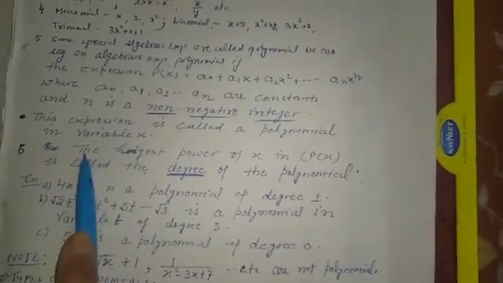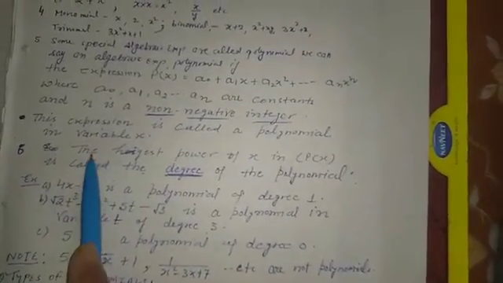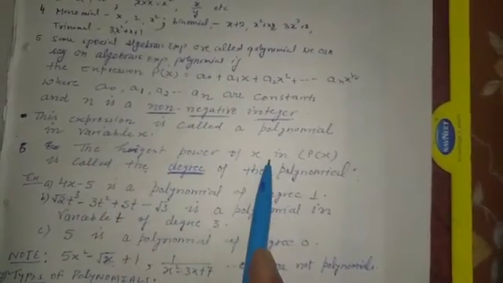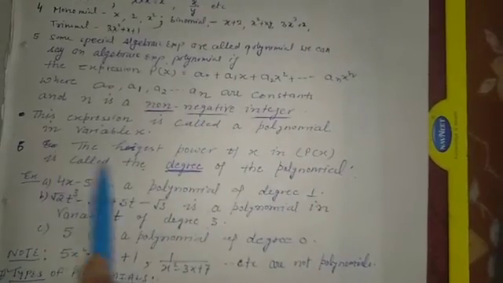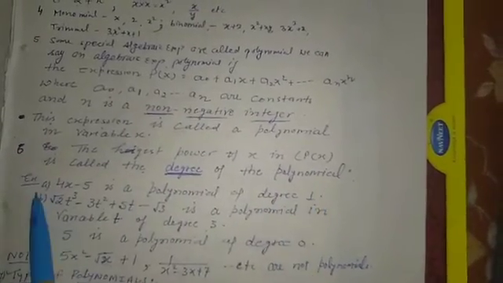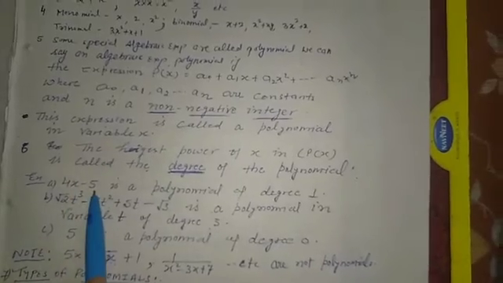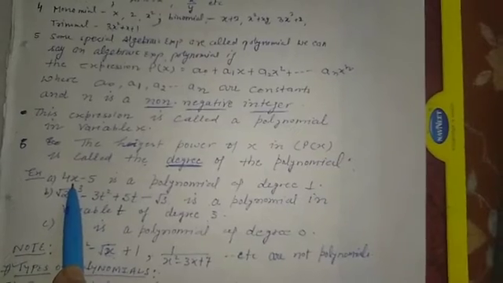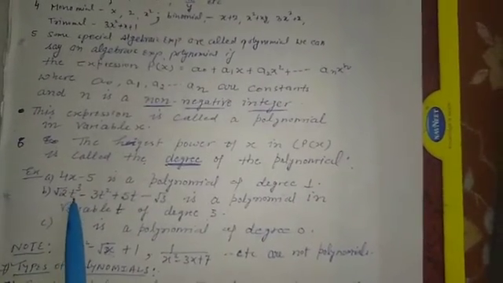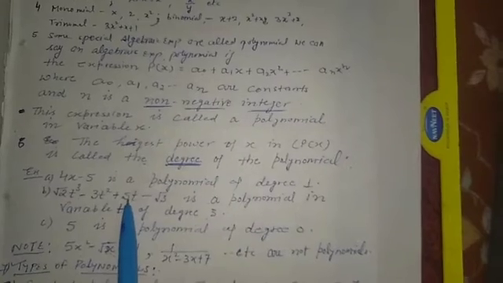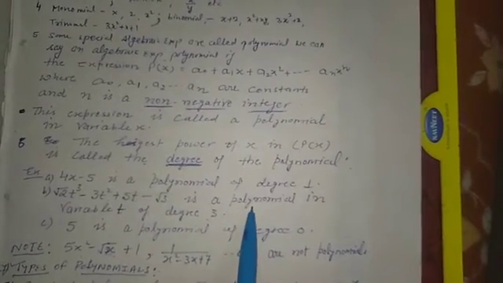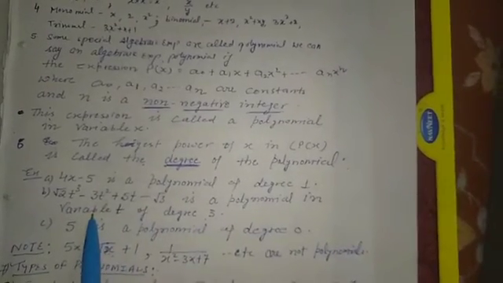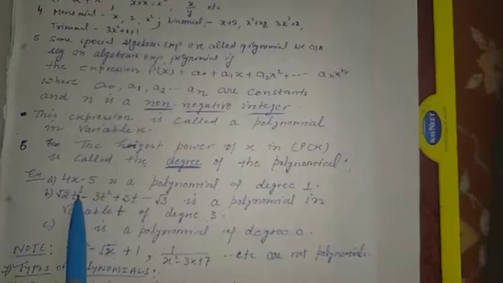Now the degree, because this chapter is based on the degree of the polynomial. The highest power of x in p(x) is called the degree of the polynomial. So for some examples, 4x minus 5 is a polynomial of degree 1 because x has its power as 1. And second, root 2 t cube minus 3t square plus 5t minus root 3 is a polynomial in variable t, because we are using the variable t. And the highest degree is here 3.